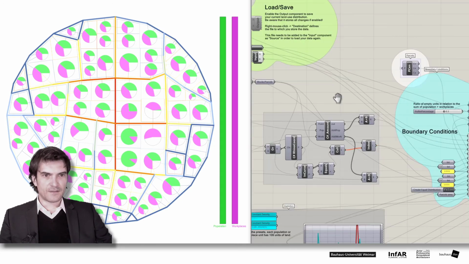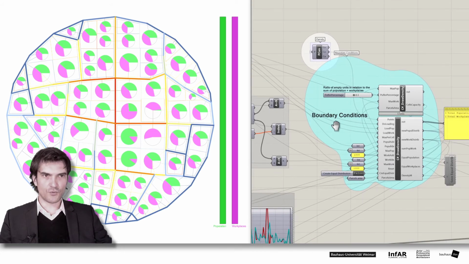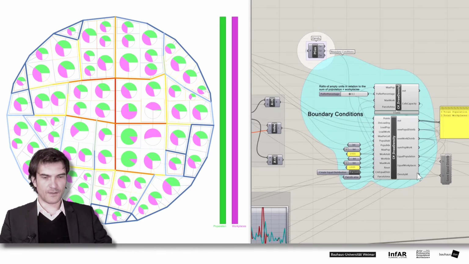It may happen that the equally distributed land use pattern is not working in your case. Then I'll briefly show you how you can generate this equal distribution on your own. Therefore, you have to go to this blue bubble group, the boundary conditions. And now you have to be careful that you follow the same sequence that I show you now. So you first have to activate the save equal distribution component.